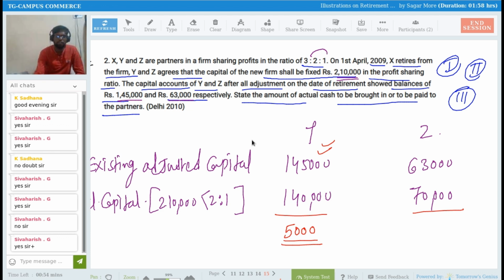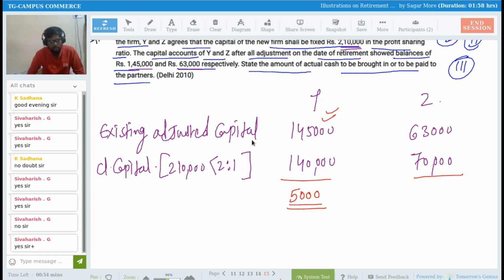So if we are repaying, what will be the entry? Y's capital account debit to cash or bank account. So Y's capital account we have to debit 5,000. Okay. The existing capital of Z is 63, but how much does it have to be? It has to be 70,000.